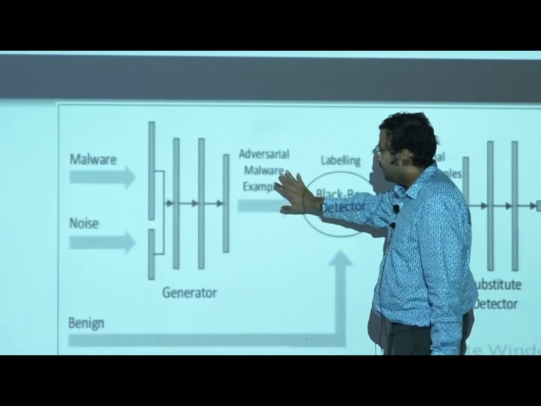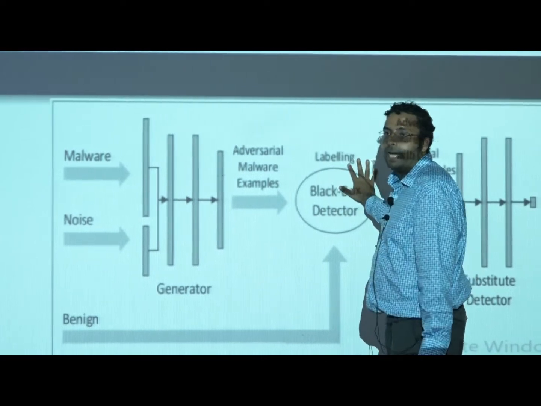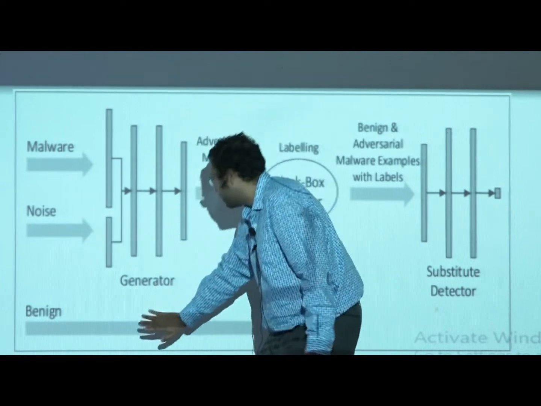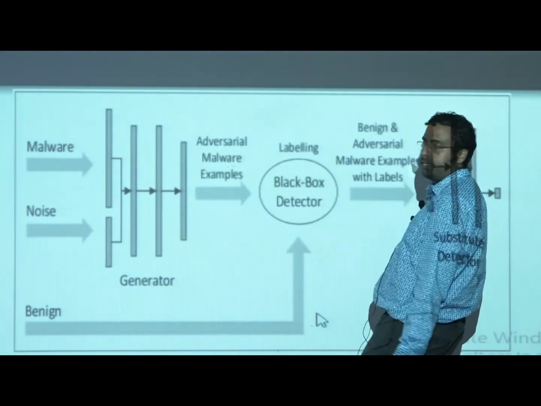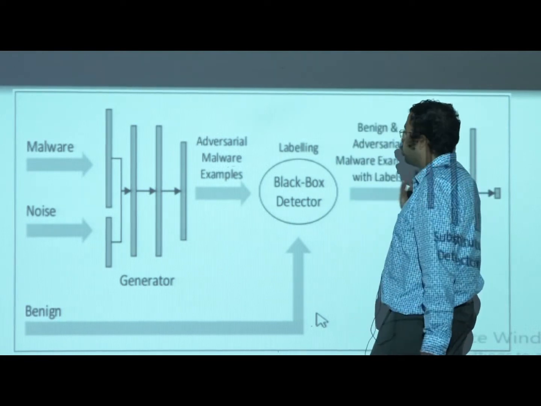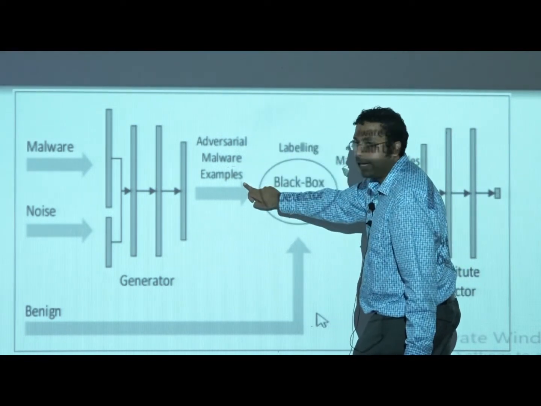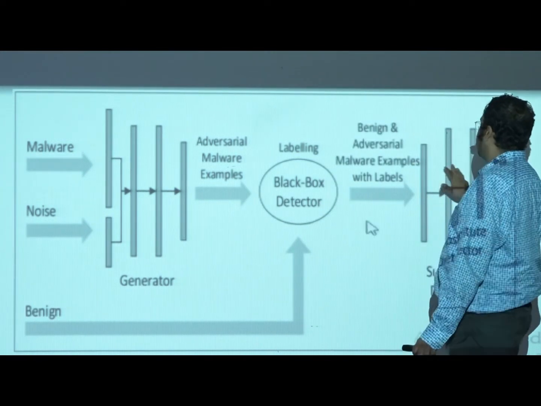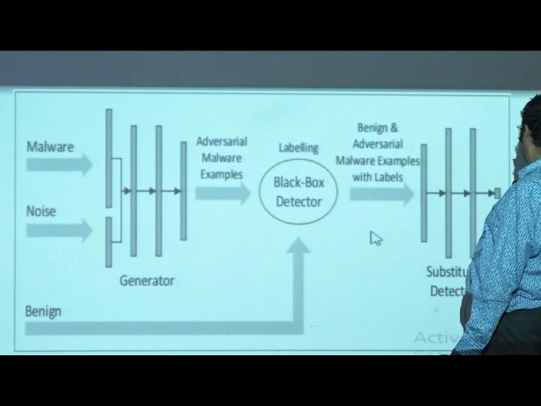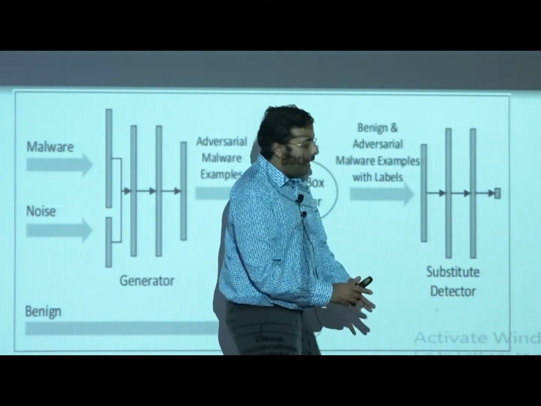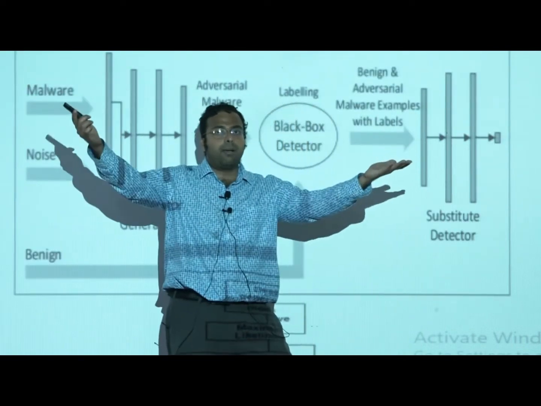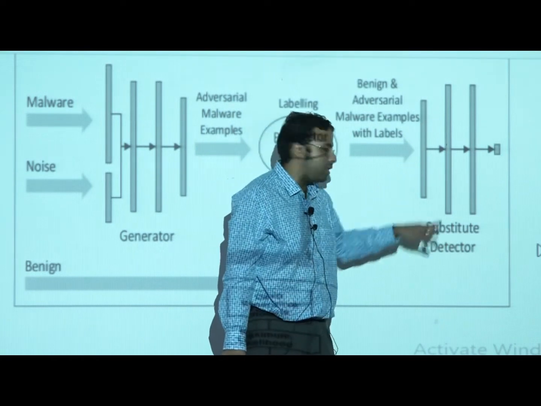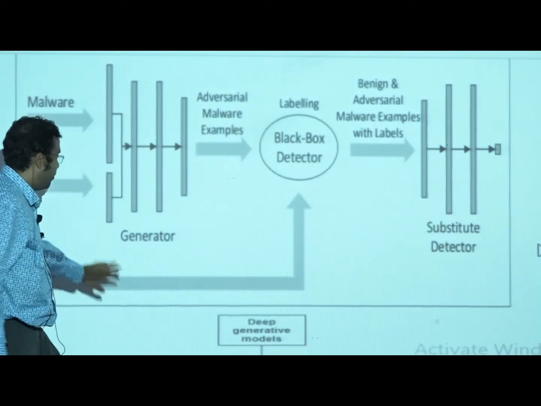Now here's a GAN which is generating malware on its own from raw data. There is malware, there is noise it takes as input, there is benign data, there is a generator and a discriminator. These are playing a game against each other. So the generator at the end of the game is able to create adversarial malware examples in a black box scenario, and this malware can be used with or without labels on any detector. Because it's a black box, the original detector is not known, so a substitute detector is made, a rough approximation of the original, and here you can generate malware.